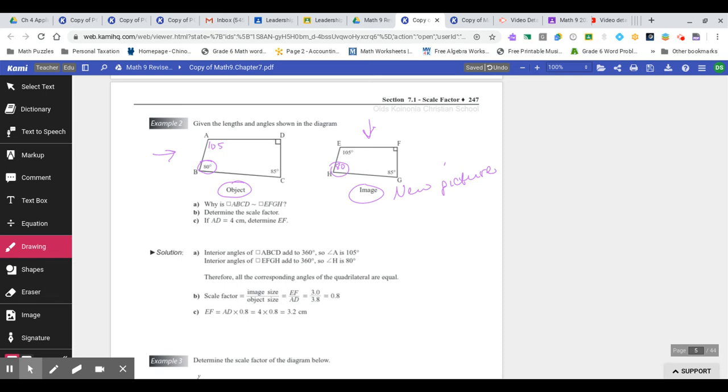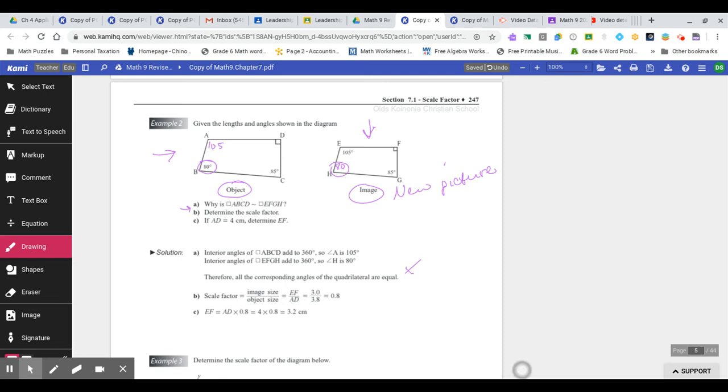So once we've determined that, it says, why is the quadrilateral ABCD similar to the quadrilateral EFGH? So I just answered that for you. We measured the angles and we discovered that all the corresponding angles of the quadrilateral are equal. And then the next part B, it says determine the scale factor. So to determine the scale factor, you would actually have to get your ruler out and do some measurement. So they've done it for us. We can just use theirs.